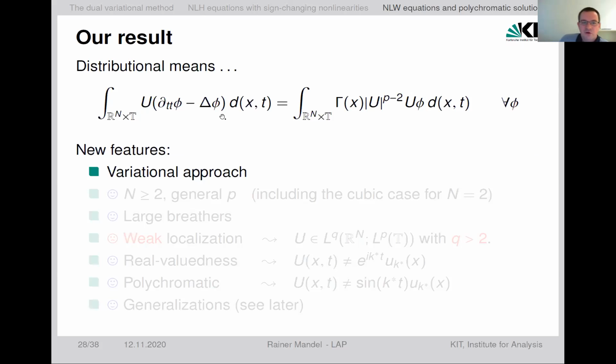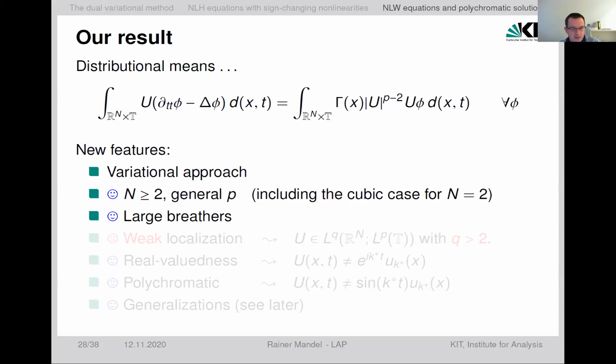So here I recall what a distributional breather should satisfy. The new features now to the theory are we use a variational approach, where in the higher dimensional case, we can treat general P. This is actually also the case in Wolfgang's result. Then we have large breathers, not only small ones. This is all also in Wolfgang's approach, I think.